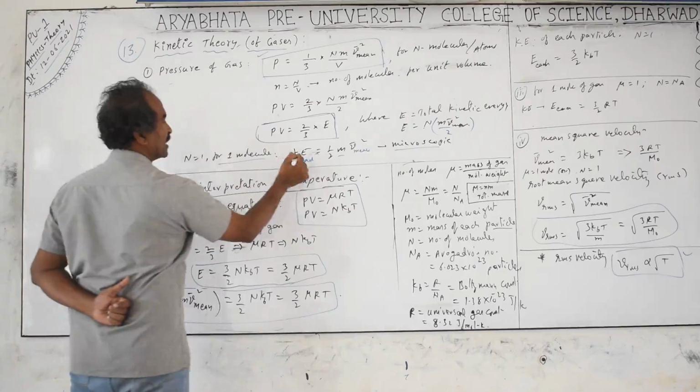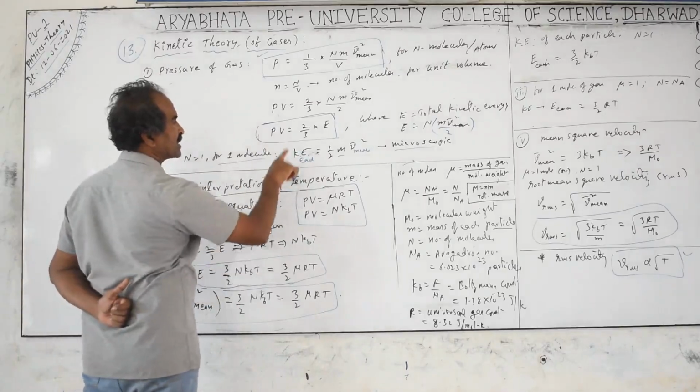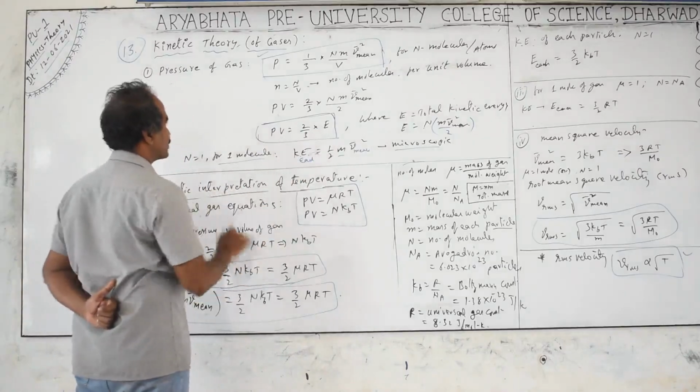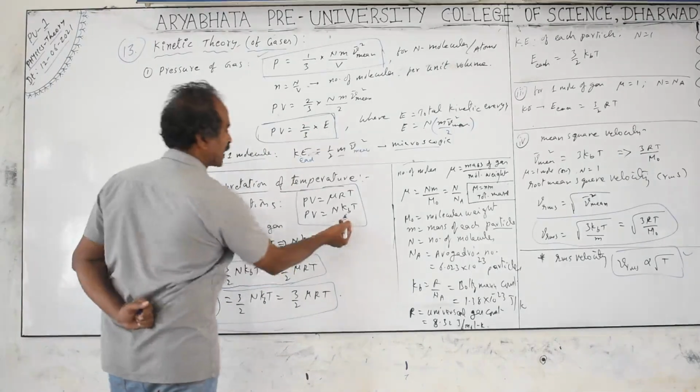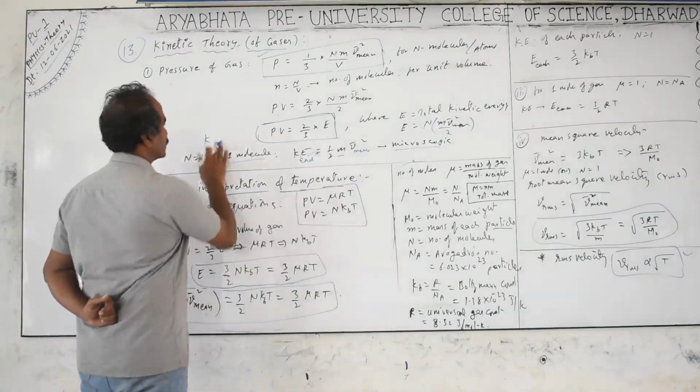Kinetic energy can be KE for each particle, or it may be mentioned as E, or sometimes as K. In your book they mention it as K, but K is also used for the Boltzmann constant, so don't get confused with the two symbols.